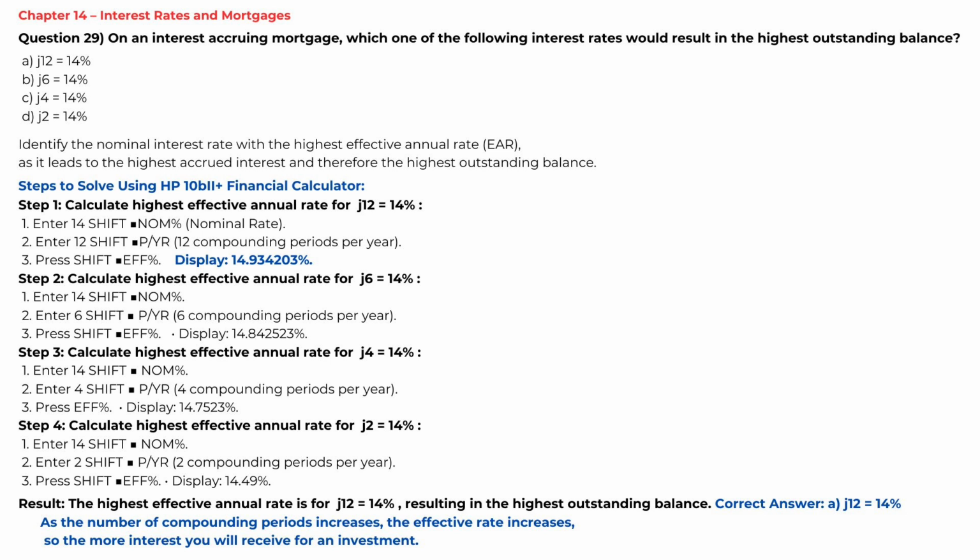Press shift effective. Calculator display 14.842523%. That is J1, 14.842523%. Option C, step 3.